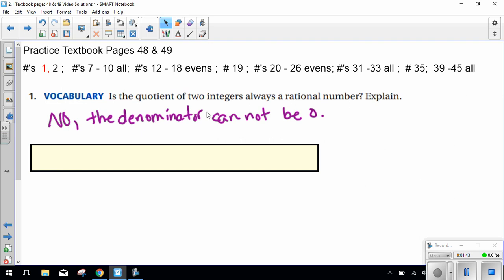So since they used the word always, is the quotient of two integers always a rational number? When I divide two integers, will my answer always be rational? And the answer is no, I can't get a fraction if I have a denominator of 0. Okay, so that's number 1.